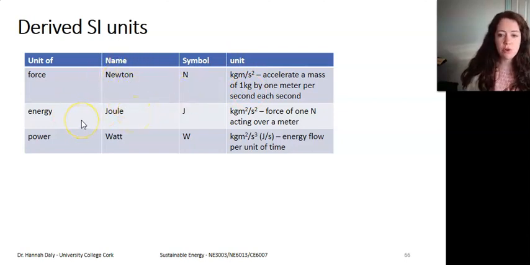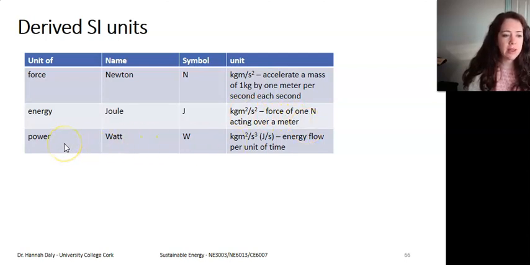The standard unit for energy is the joule, and that's the most important thing in this lecture. So the symbol is J, and the unit is a kilogram meter squared per second squared. So that's an extra meter. So basically it's the force of 1 Newton acting over 1 meter.